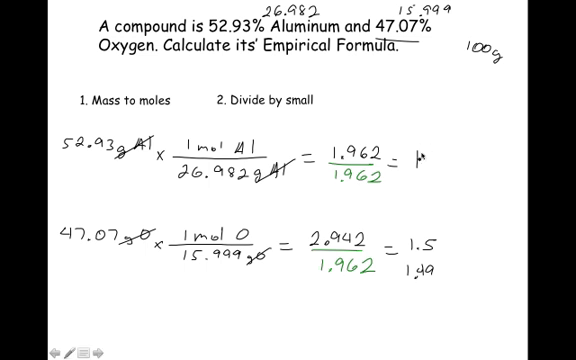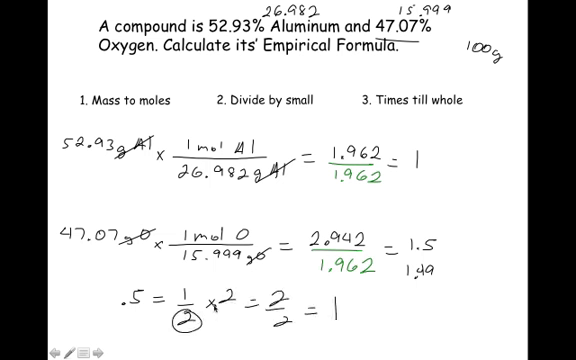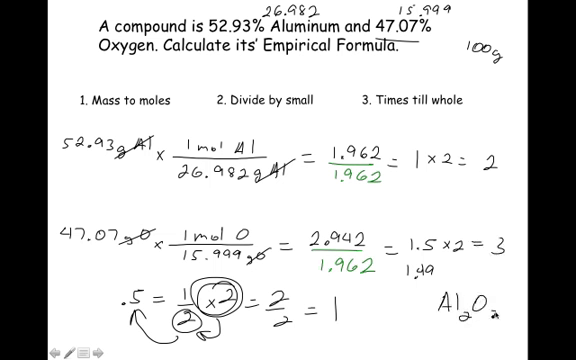So here, again, we're looking for whole numbers. We don't have whole numbers. So now comes in the next step, times till whole. What can we times 1.5 by to get it to be a whole number? Well, 0.5 is equivalent to 1/2. So if we multiply 1/2 by the denominator 2, then that becomes 2 halves, which is 1. So you're going to multiply by whatever is the denominator of the fractional decimal. We're going to multiply both of these by 2. So times 2 there and times 2 here, and that gives you 2 and 3. And so our formula is Al2O3.